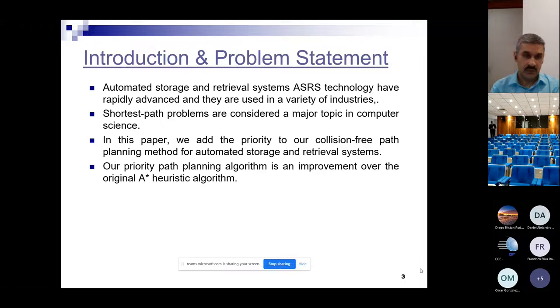We started work before with a previous paper, and then we added in this work priority to a collision-free path planning. When I say priority, I mean there are multi-mobile robots around in the system, and we want to have one which has the priority over the other robots. Our priority path planning algorithm is an improvement of the original A-star heuristics algorithm, which is the basis of our algorithm. We started with A-star heuristic, and then we added a few things. And in this latest work, we added priority to the system.